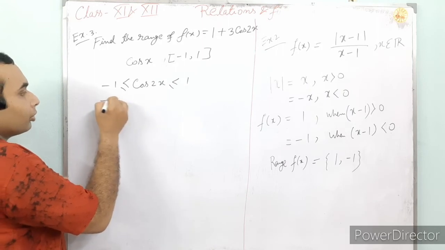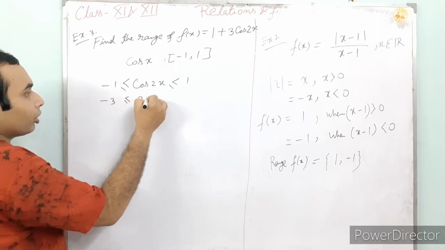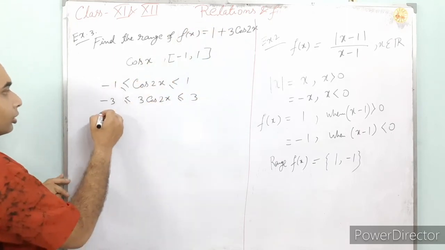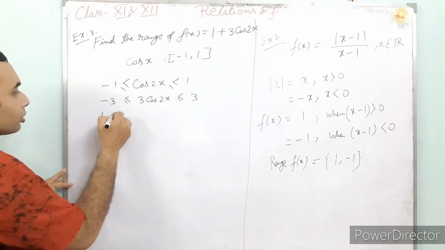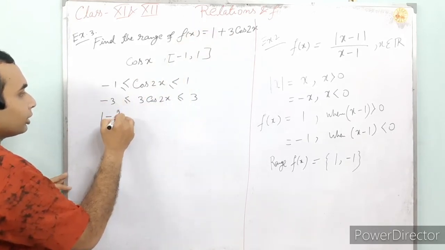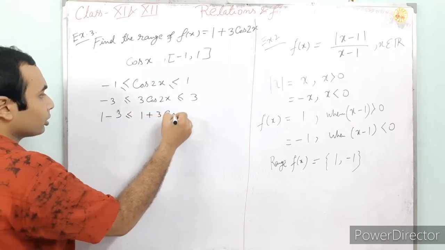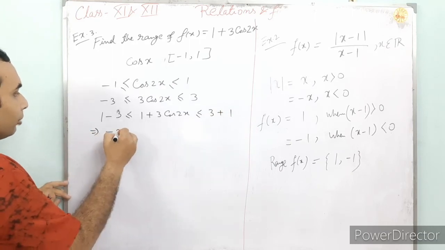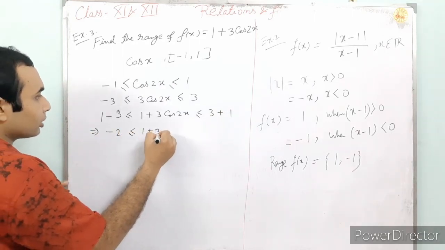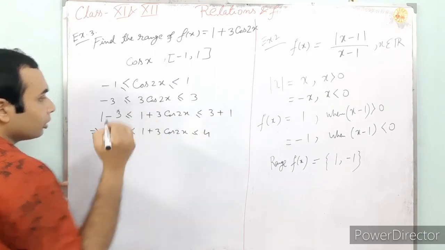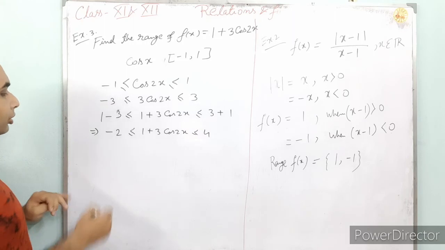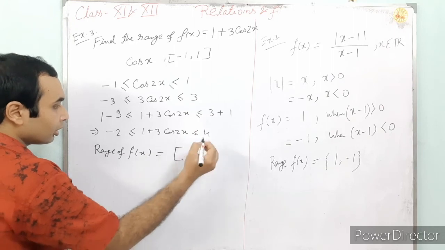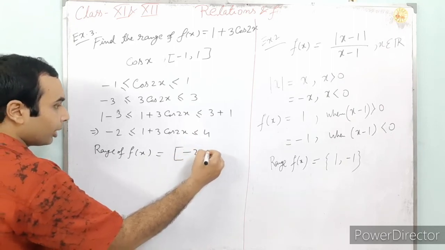Now multiply with 3: 3 cos 2x. Very easy. Now 1 plus will be there, so here also 1 plus. So 1 - 3 ≤ 1 + 3 cos 2x ≤ 3 + 1. So finally minus 2 ≤ 1 + 3 cos 2x ≤ 4. So we have got the final result. The range of f(x) is the closed interval, minus 2 to 4.